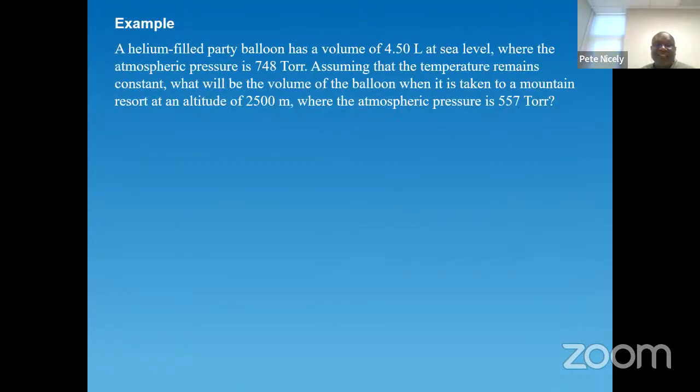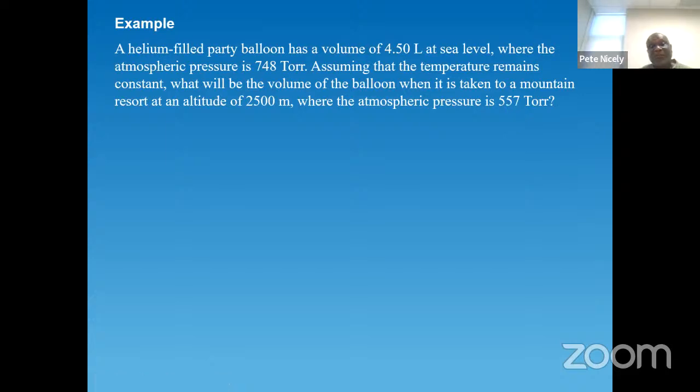So the next slide is a question based on Boyle's law. So the question says you have a helium party balloon with a volume of 4.50 liters, where the atmospheric pressure is 748 torr. So it says, assuming that the temperature remains constant, what will be the volume of the balloon when it is taken to a mountain resort at an altitude of 2,500 meters, where the atmospheric pressure is 557 torr?